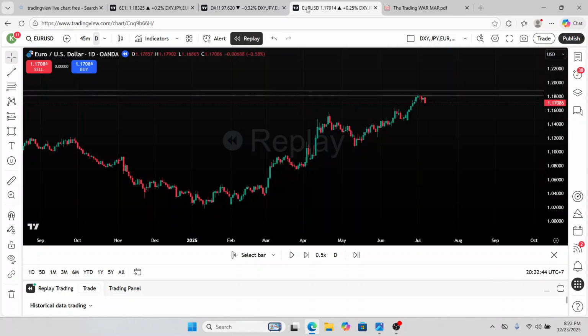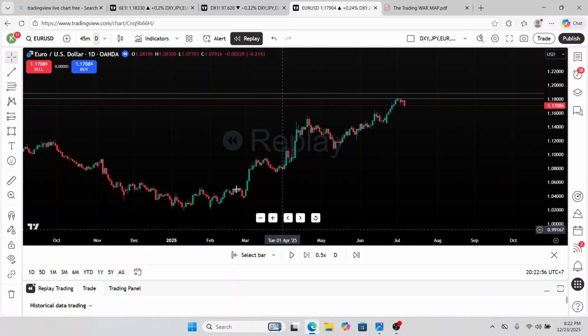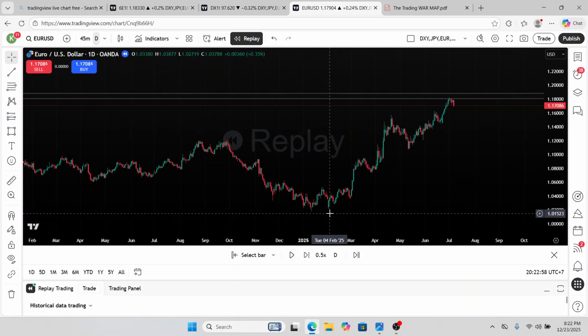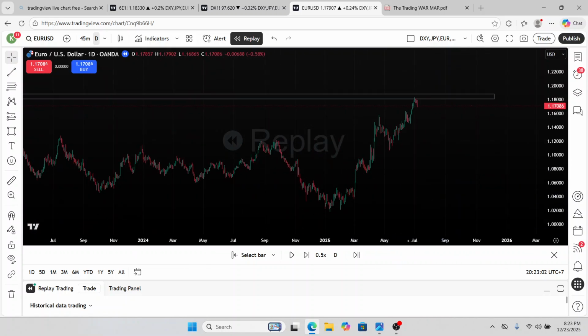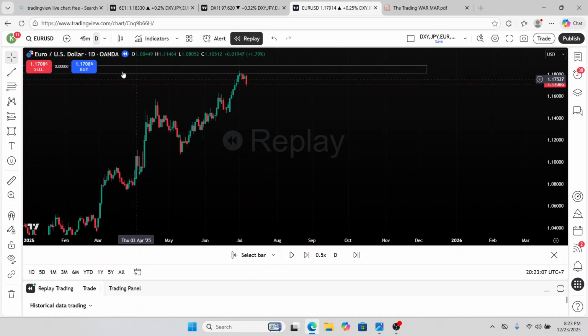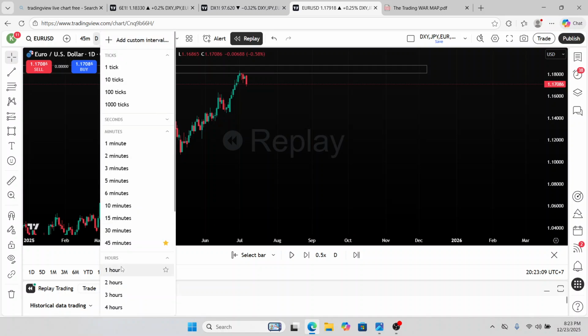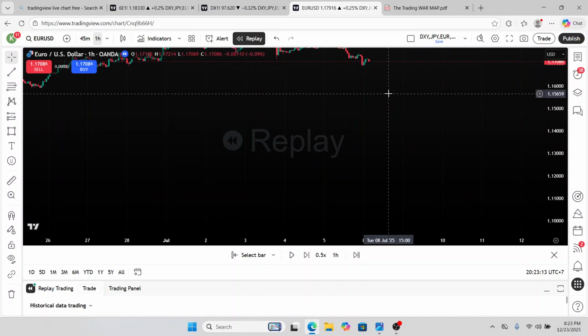Now, if we go to the Euro USD, and this was on the Monday, we already saw this heavy rejection from weekly supply, and we're already after getting rejected. So an intraday downtrend has been formed, and I'm just going to go to this now as well.